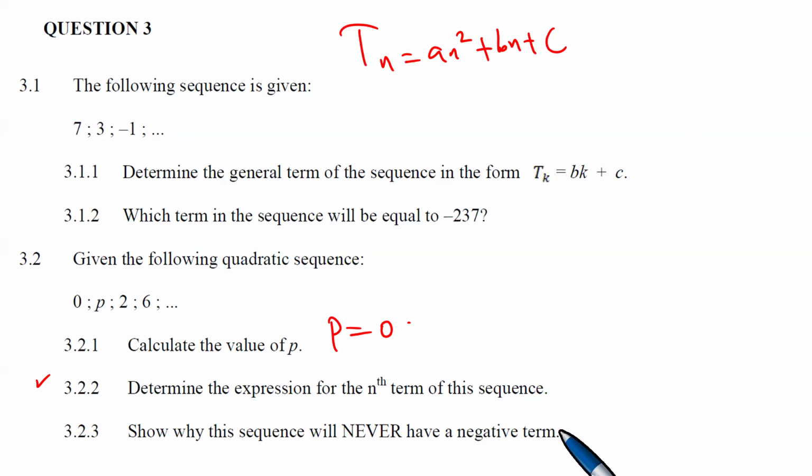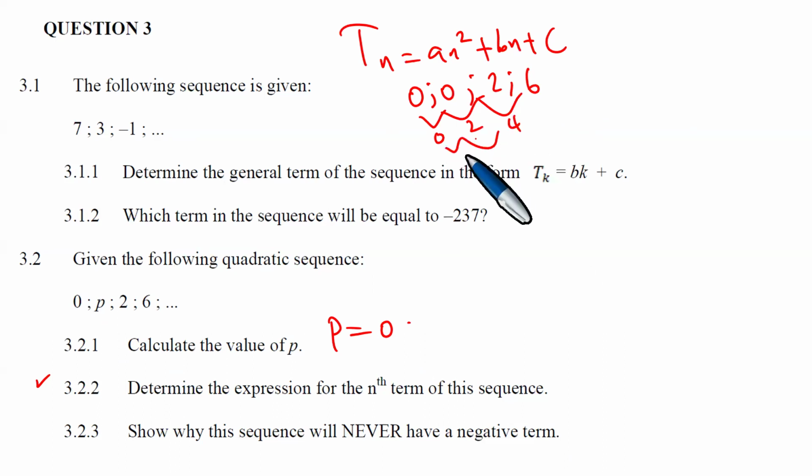Okay, so we've already got that p is equal to 0, which means that we shall have 0 here, and then we shall have 0 because p is 0, and then 2, 6. We find the differences here. 0 minus 0 is 0. 2 minus 0 is 2. 6 minus 2 is 4. 2 minus 0 is 2. 4 minus 2 is 2.